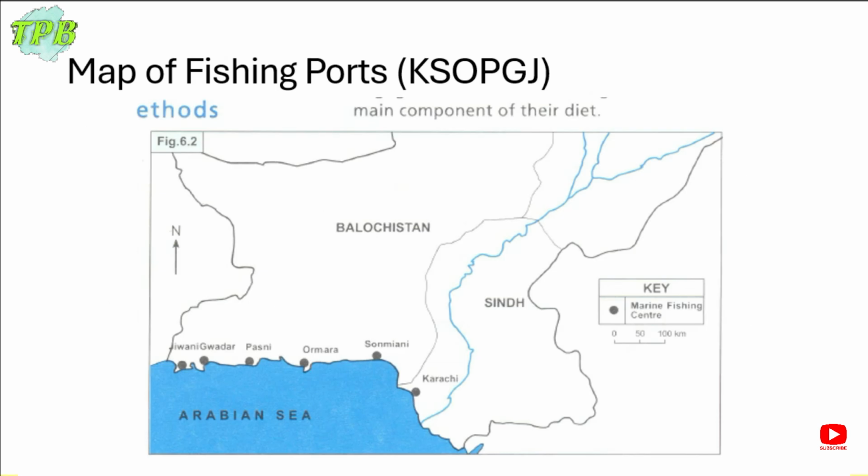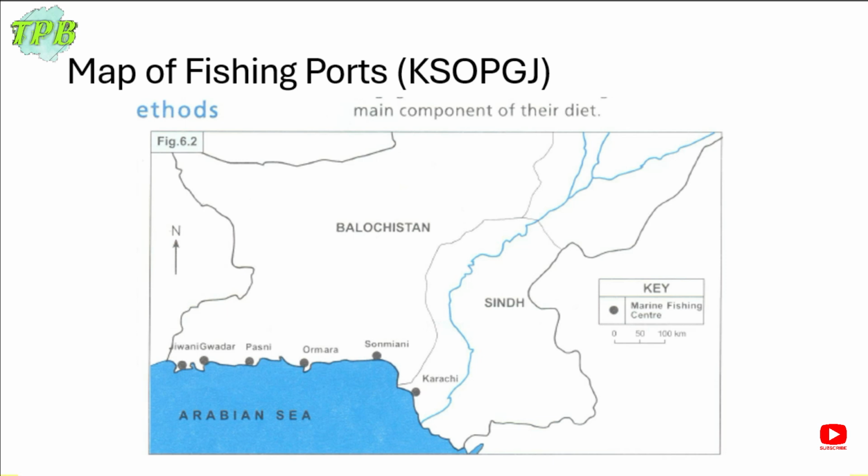Now here you can see the maps of fishing ports in Pakistan. To learn the locations of the fishing ports in Pakistan, one easy acronym which you can use is KSOPGNJ. This will help you in memorizing the locations. It goes from east to west or from right to left. You can make your own acronym from left to right and it would change the order.